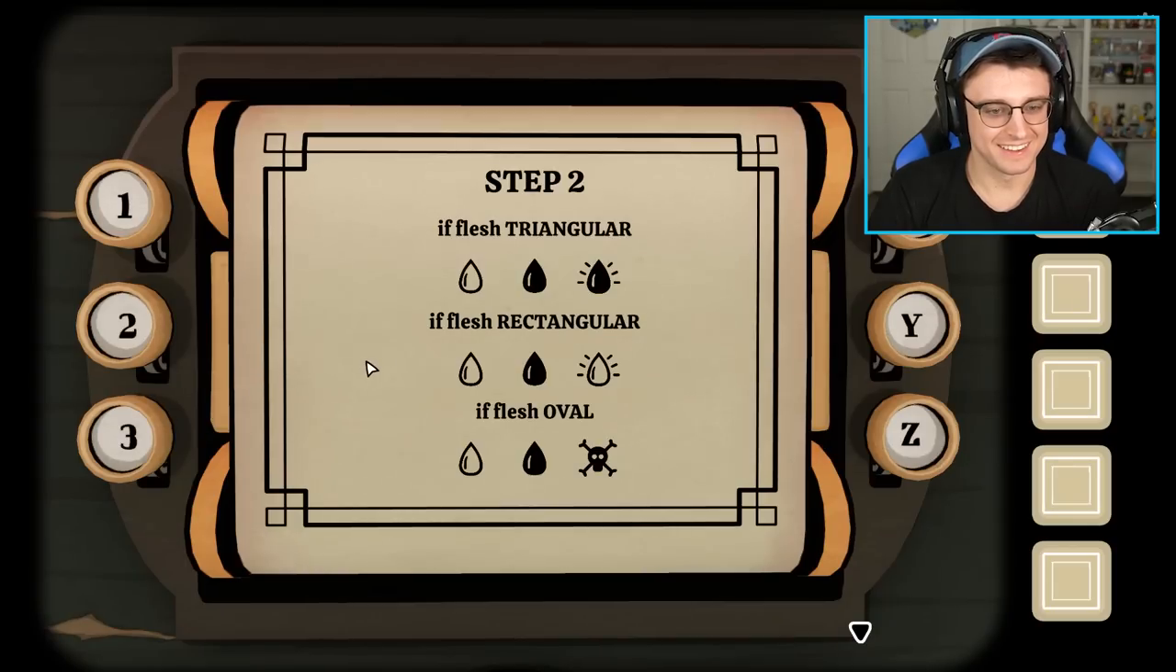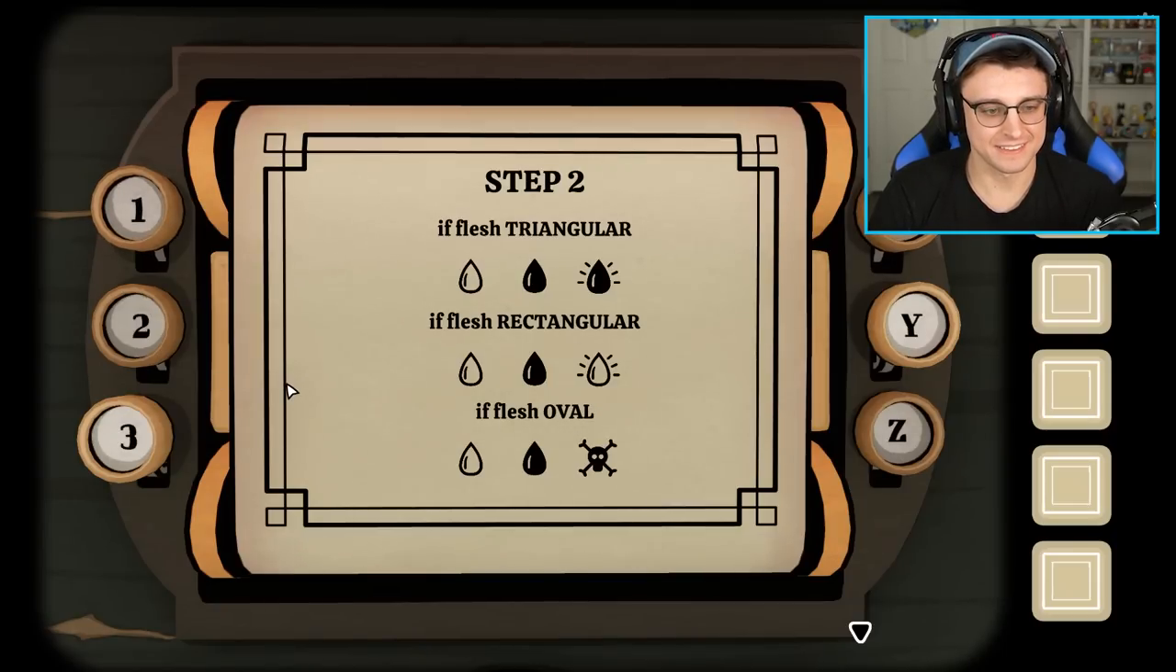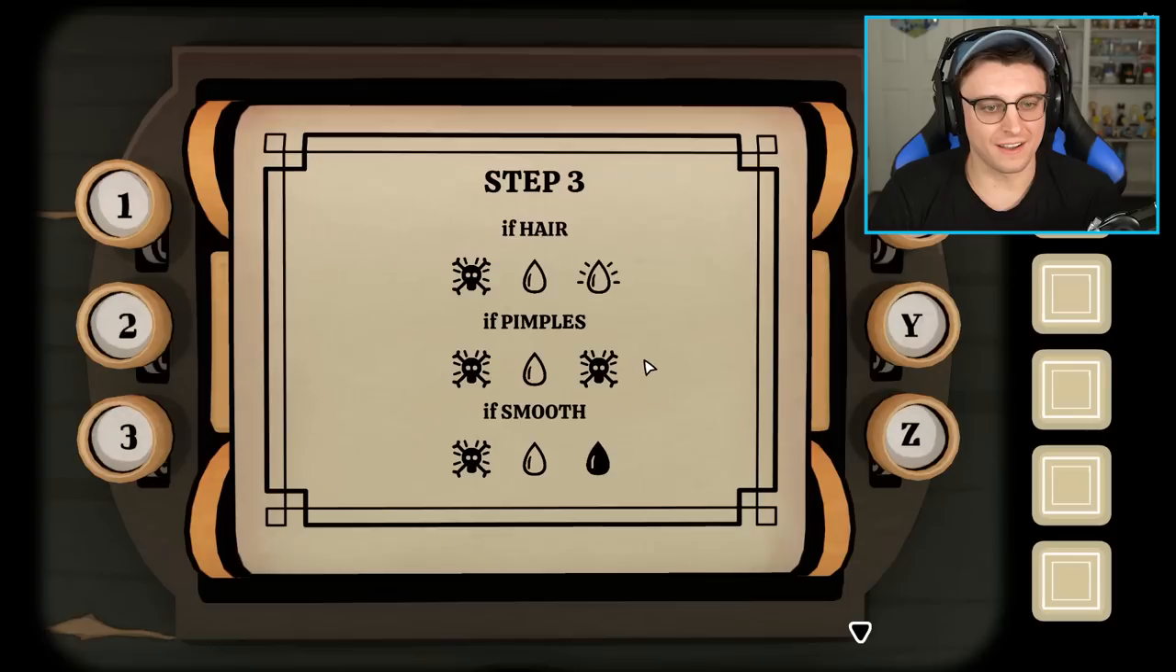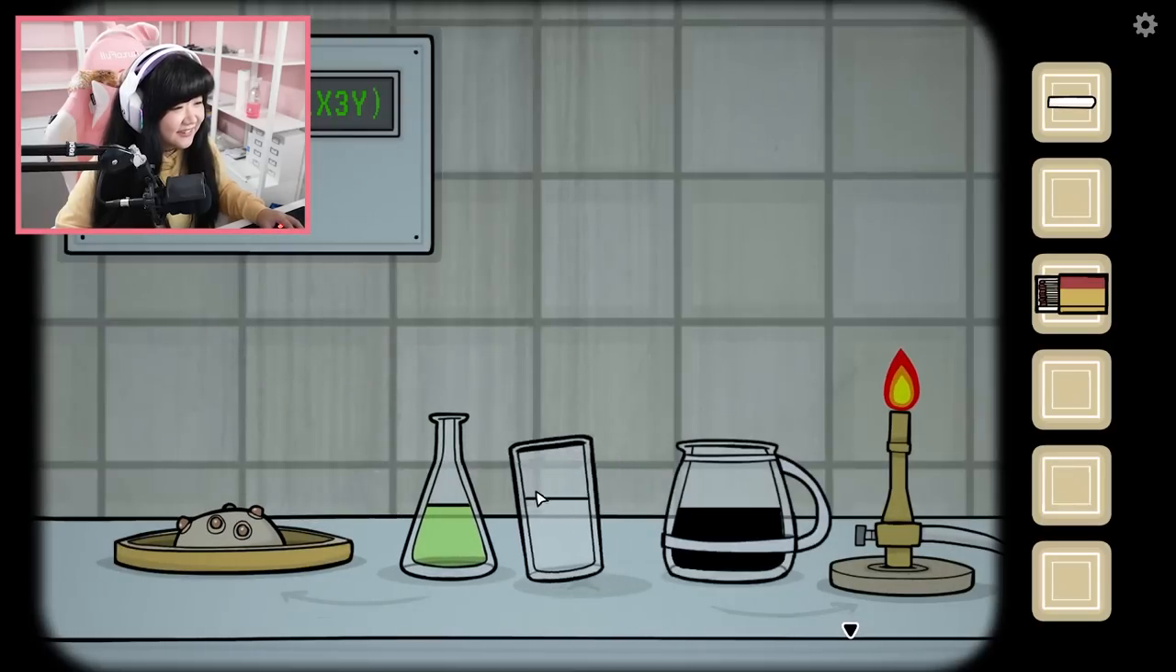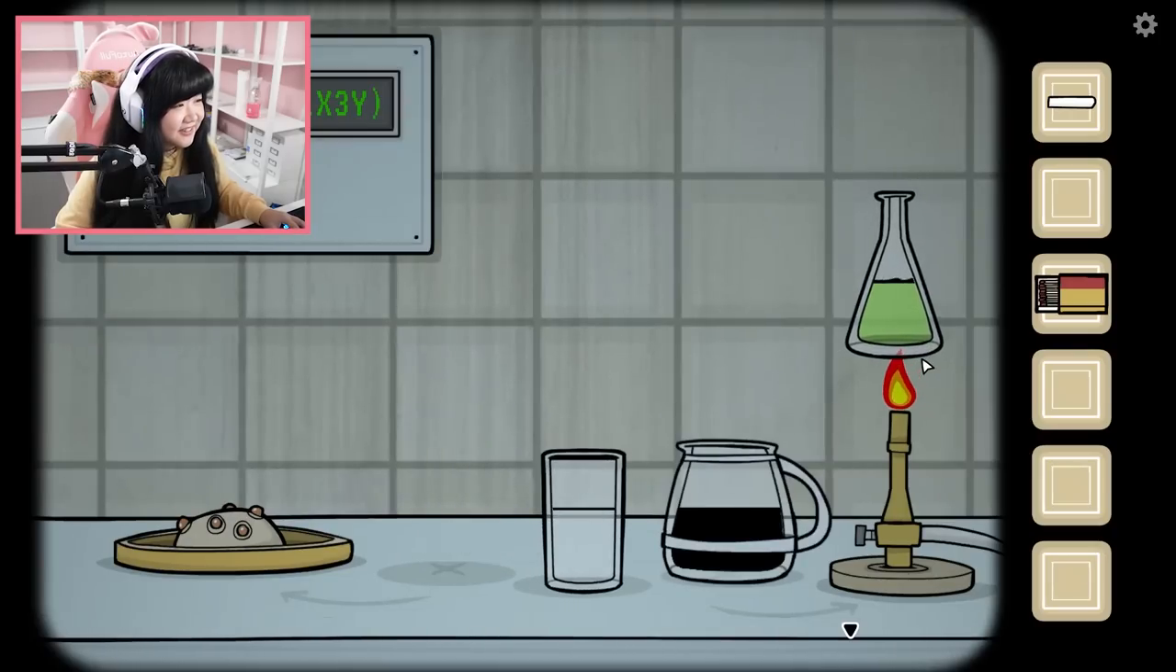Step three. Okay, what's the code? 2Z, 1X, 3Y. All right, is it hair, pimples, or smooth? It's gotta be pimples, right? Okay, hot acid, cold water, hot acid, and then another hot acid.